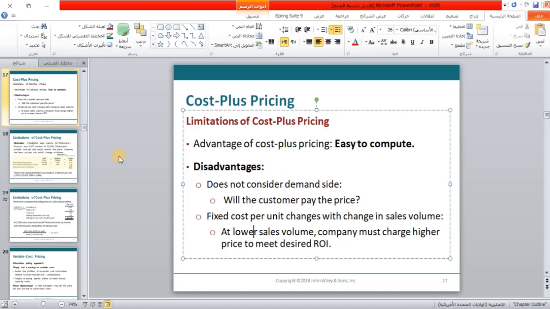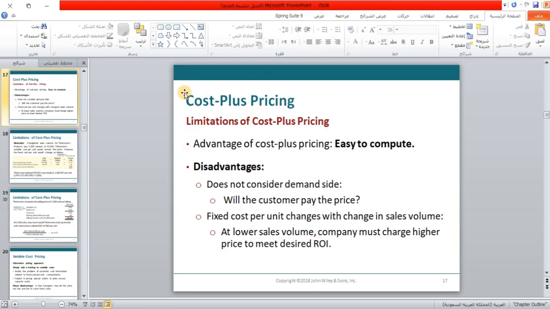Again, cost plus pricing. The advantage is that it is easy to compute. A disadvantage is that it doesn't consider the demand side: will the customer pay? Will the customer pay the price? Third, fixed cost per unit changes with the change in sales volume. At lower sales volume, the company must charge a higher price to meet the desired return on investment.